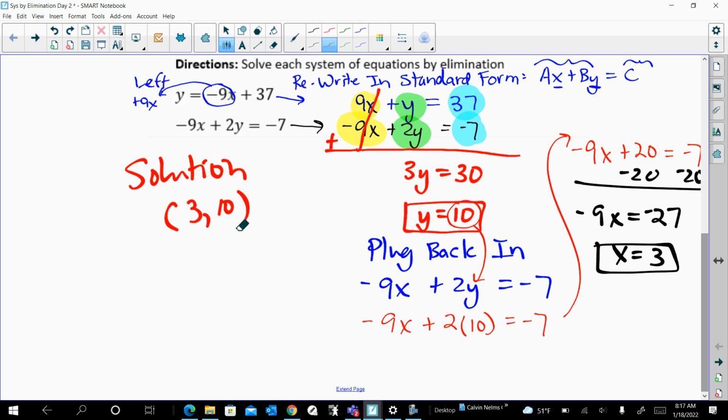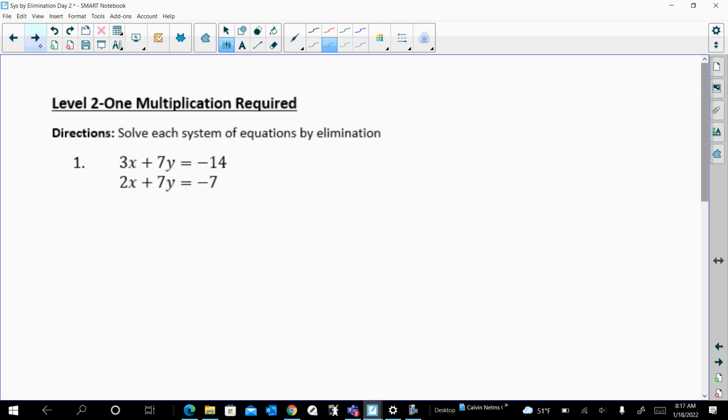All right, so this should have been reviewed because this is what we did last week using elimination. All right, now we're going to go to level 2 and 3. So if you flip it over, go to the next one. Now we've kind of done a level 1 already.